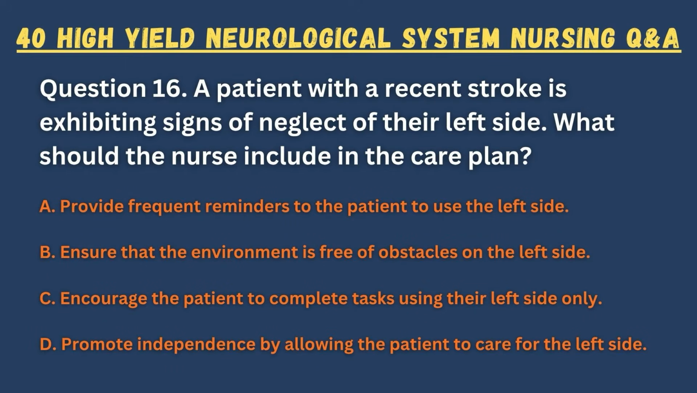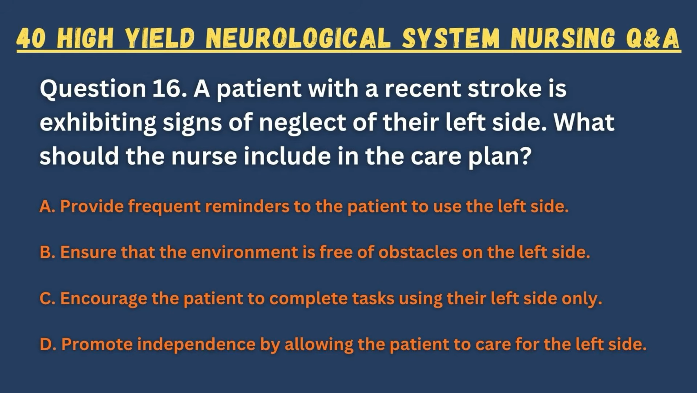Question 16. A patient with a recent stroke is exhibiting signs of neglect of their left side. What should the nurse include in the care plan? A. Provide frequent reminders to the patient to use the left side. B. Ensure that the environment is free of obstacles on the left side. C. Encourage the patient to complete tasks using their left side only. D.